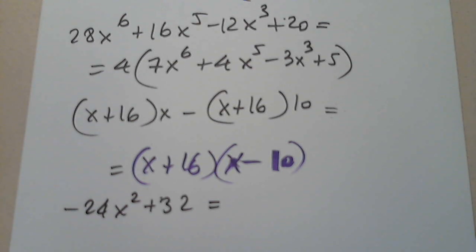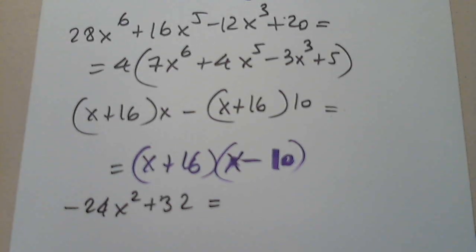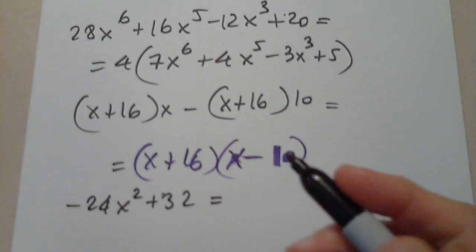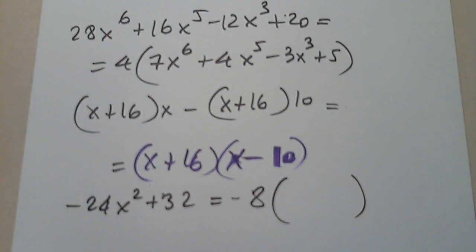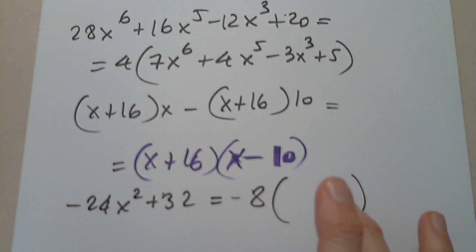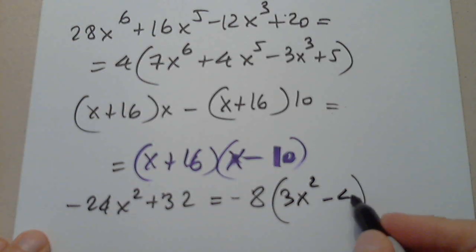Factor the following polynomial using the negative of the greatest common factor. So they didn't have to tell us. This is a binomial. It's in descending order. Yes. It has the greatest common factor, which is 8. But the leading coefficient is negative. So negative 8 is what we have to pull out. So negative 8 times something equals negative 24x squared, and negative 8 times something else equals positive 32. 3x squared minus 4.